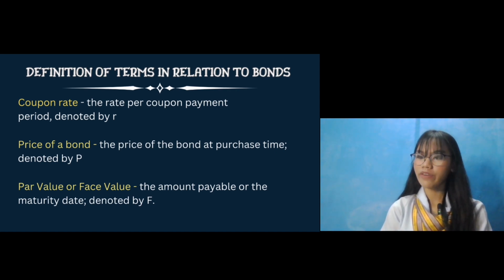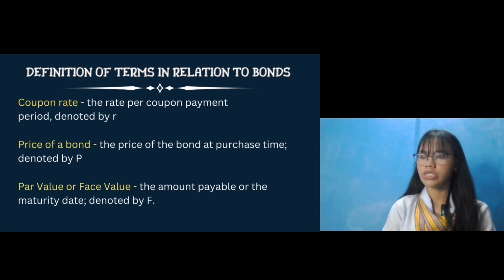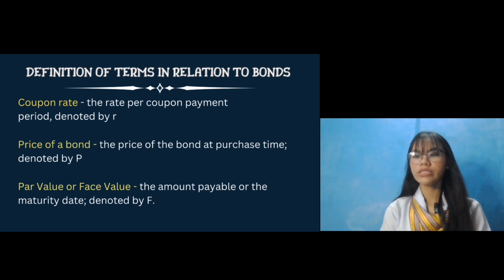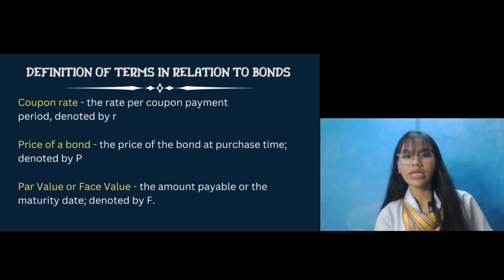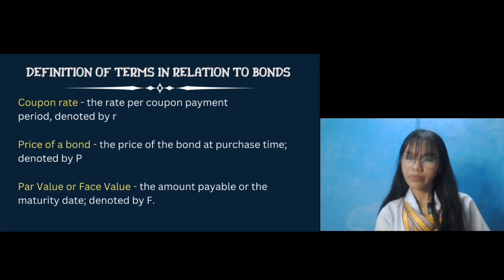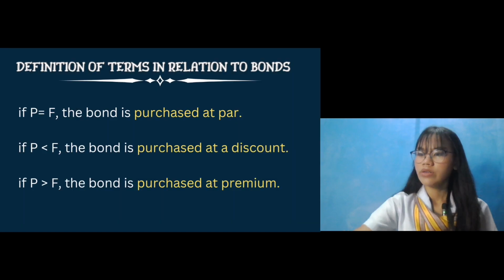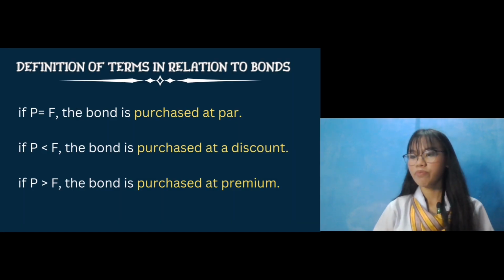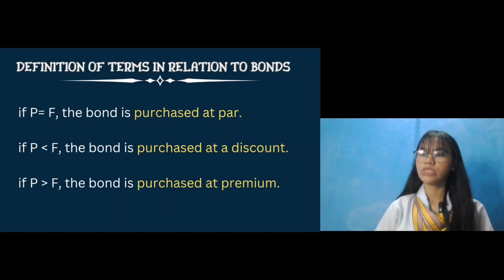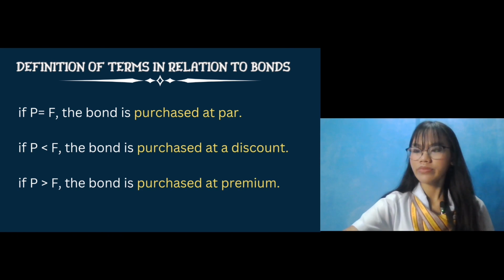And then our par value, also called face value, is the amount payable at the maturity date, denoted by F. So we can relate this to our future value, okay? And then next, if P is equal to F, the bond is purchased at par. If P is less than F, the bond is purchased at a discount. And if P is greater than F, the bond is purchased at a premium.